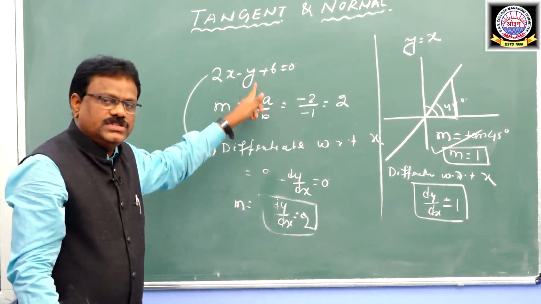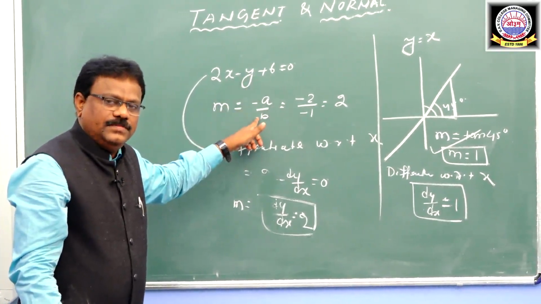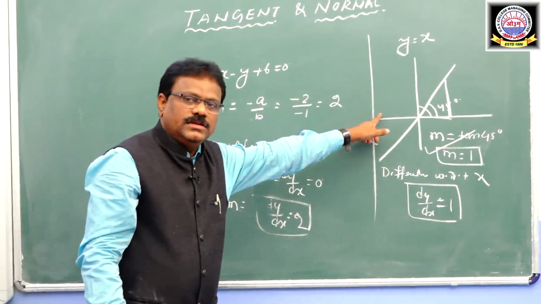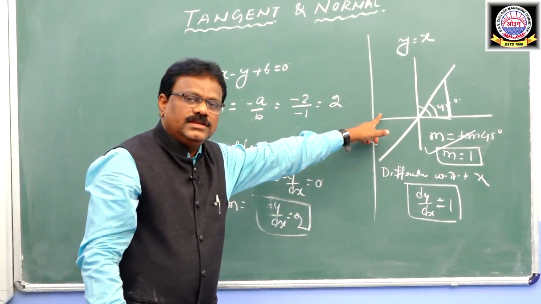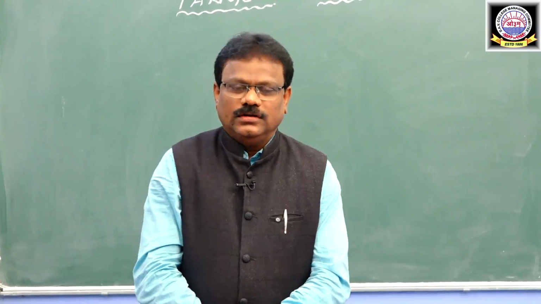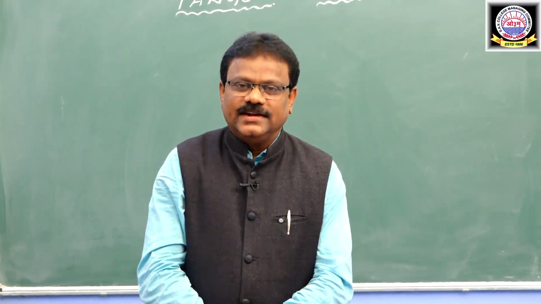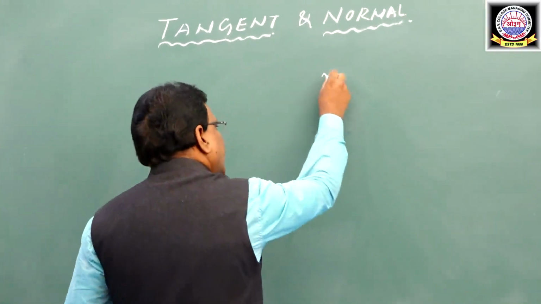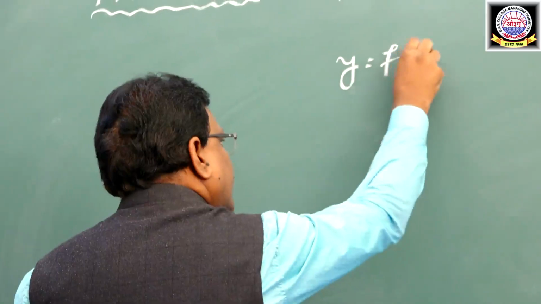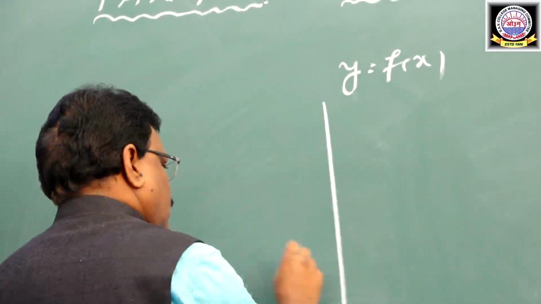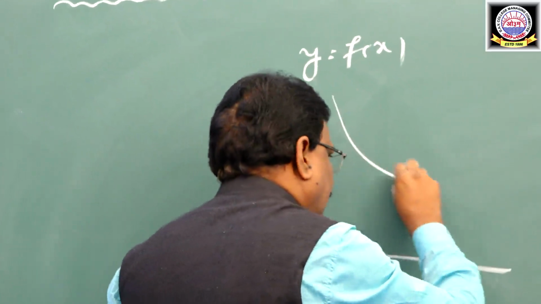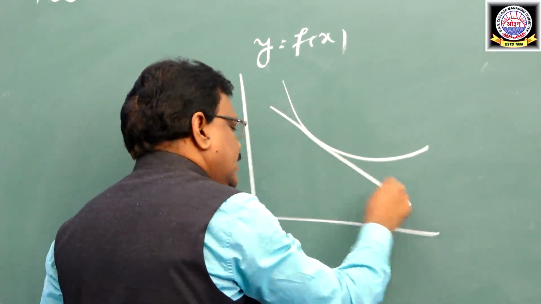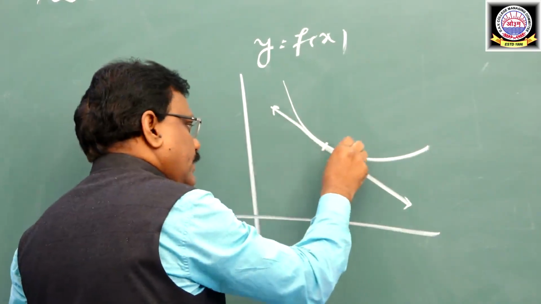So here we used minus a by b, which is equal to the slope, and here we got the slope by using m equal to tan theta. Now we will go to the concept of tangent and normal. So let us see one function. Say any function you take, y is equal to f of x. Let us draw the graph, and I am finding one tangent at the point P.